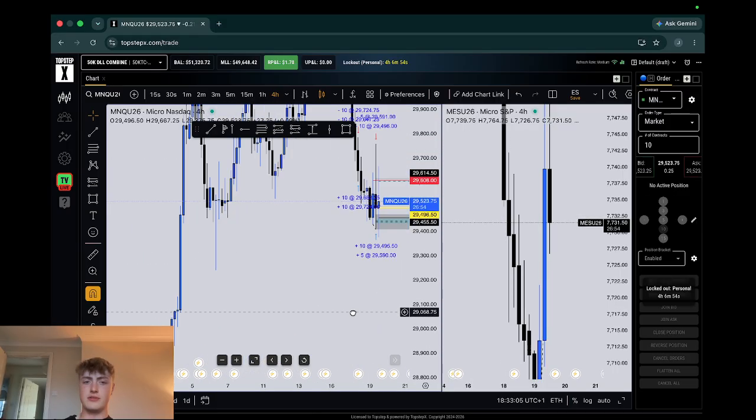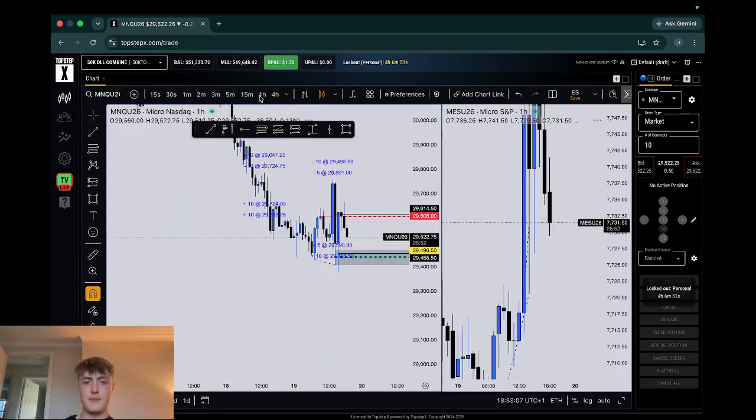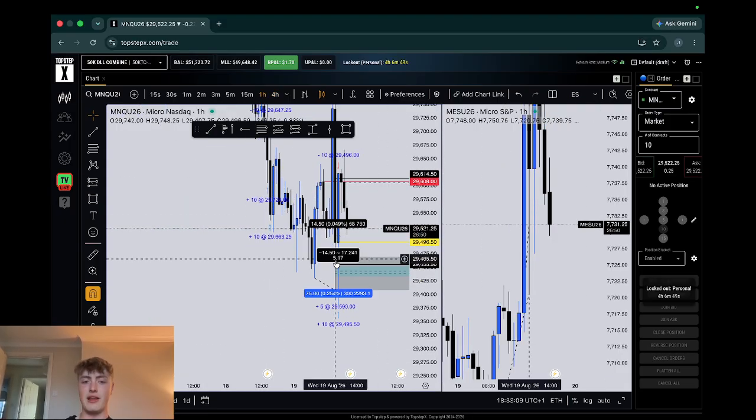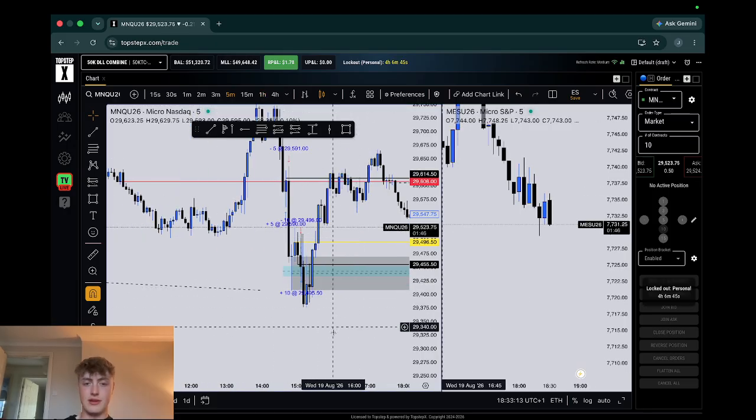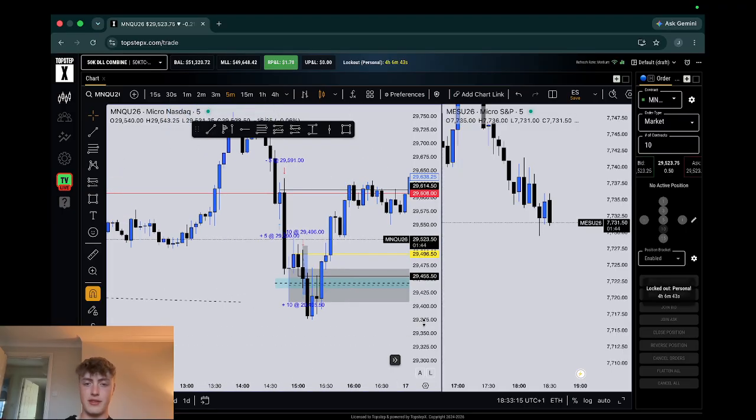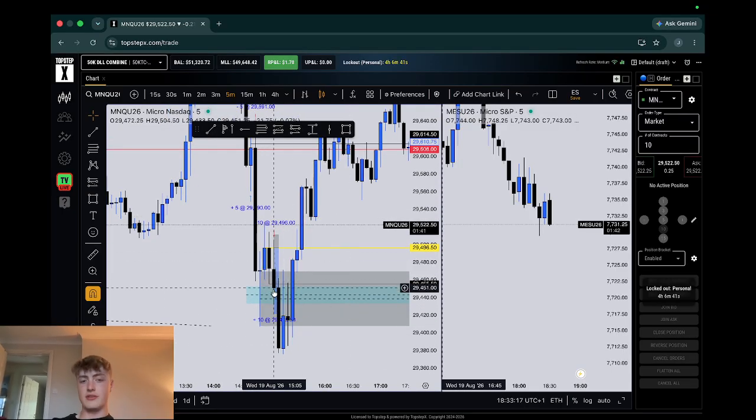I don't believe it was, but basically we swept an hourly low, got an SMT off of that low, and got a 5-minute rejection wick from that. You can tell it's a rejection wick because we wicked up and then the next candle after it was bullish, so that's a respected area.